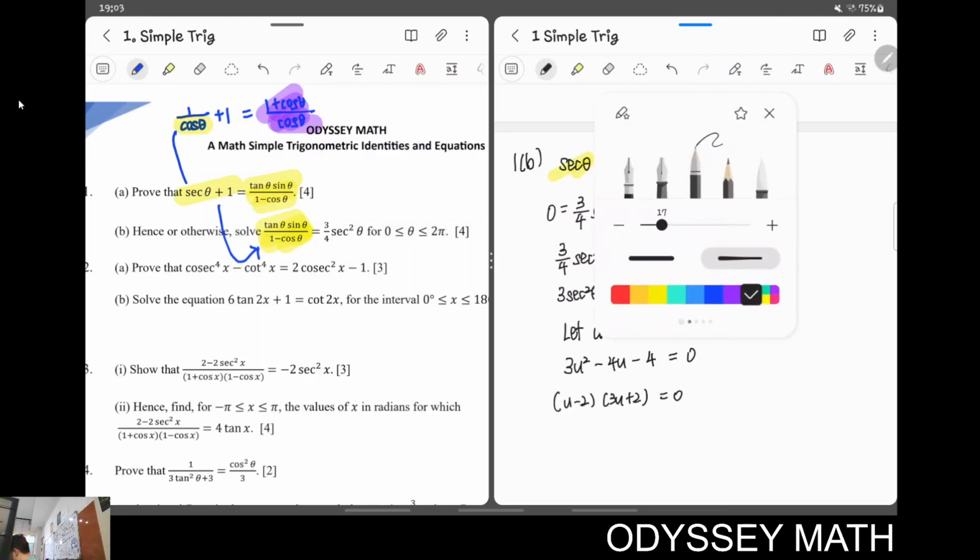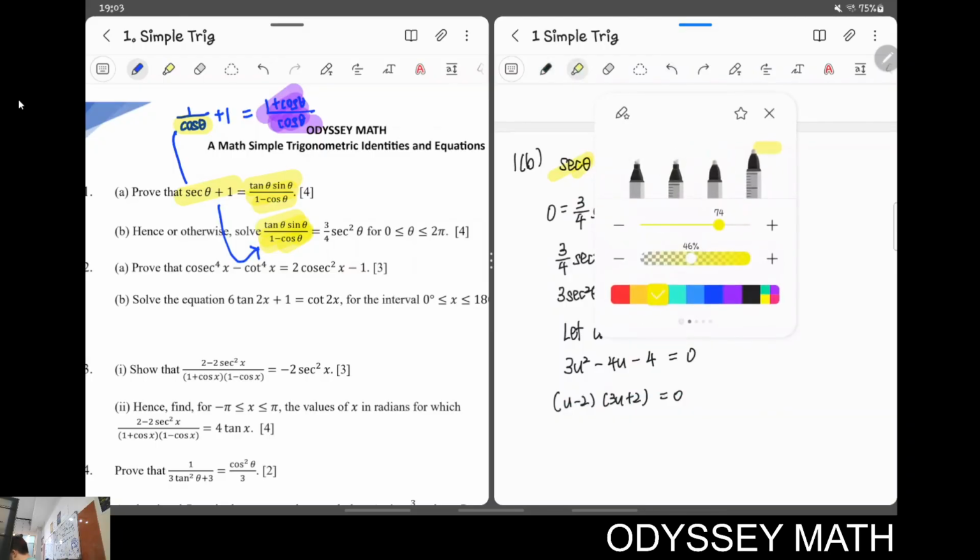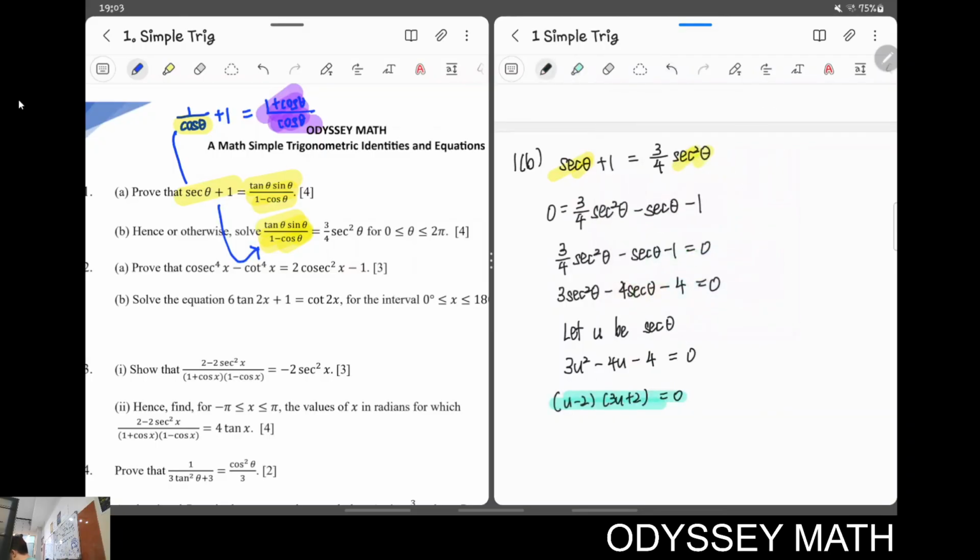So some students, instead of writing this one in blue, what some students did was they straight away do this: secant theta minus 2, 3 secant theta plus 2 equals 0. So you could do this way as well. It depends on your preference. But this might be a bit too abstract for students to see. It's a matter of preference. Okay, so now you solve for u. So u equals to 2 or u equals to minus 2 over 3.